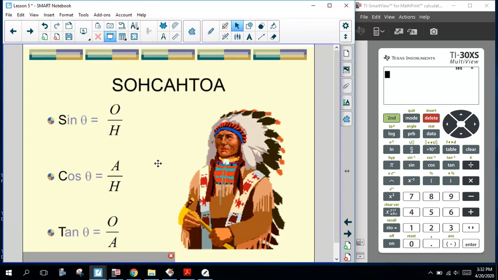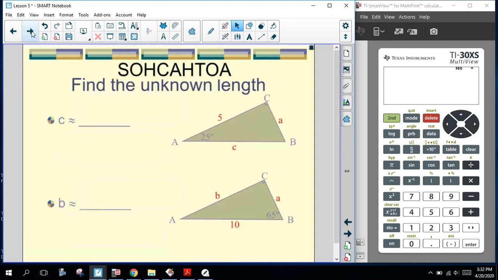Okay, so that was another memory device that was used, and all those are memory devices to help you to remember your ratios for your sine, cosine, and tangent ratios. All right, on to the next.